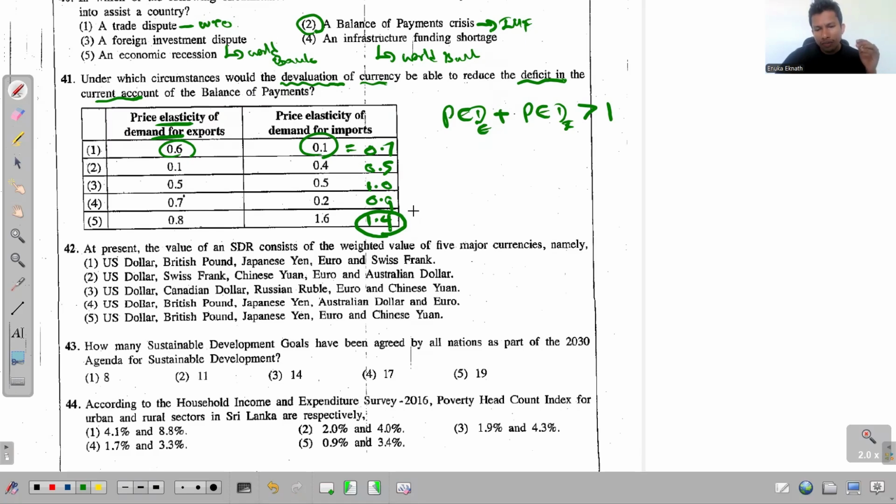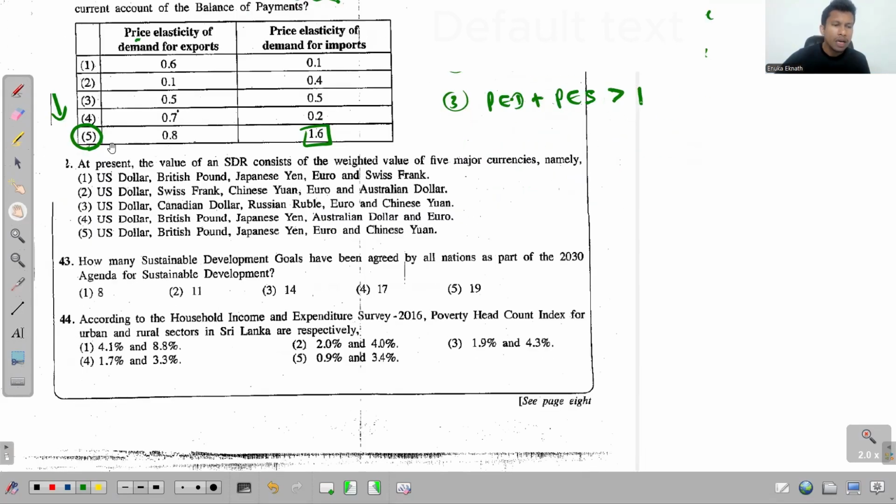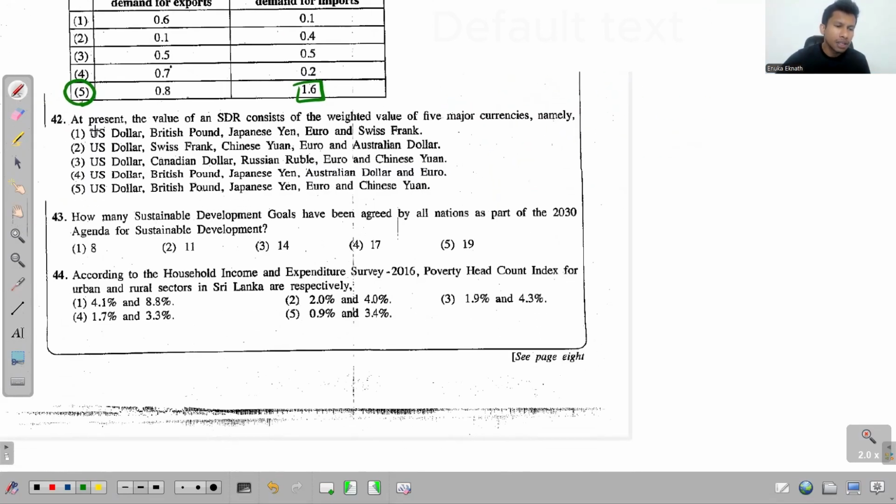If so, you need to pick the one that gives you the highest value. But from these provided ones, right, the PED of exports and the PED of imports being greater than 1 only in the fifth option. So that is the answer for this question 41. Right, and look at this question 42 now.